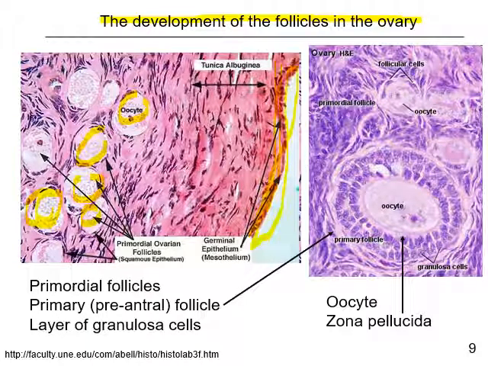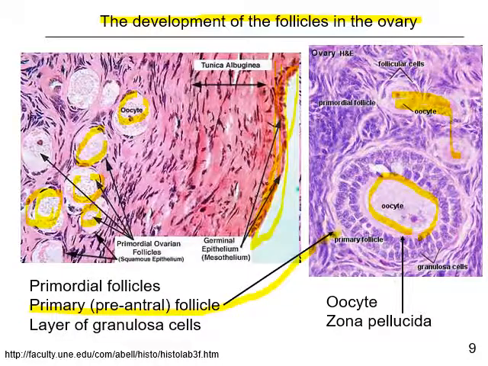Over here on the right, more primordial follicles, and one of them developing into a primary follicle. So one of them is becoming primary. The oocyte is developing. The granulosa cells are proliferating. There is a zona pellucida between the oocyte and the granulosa cells.